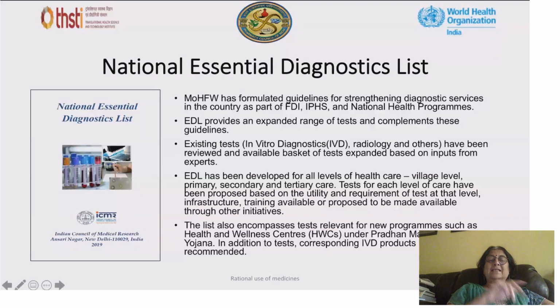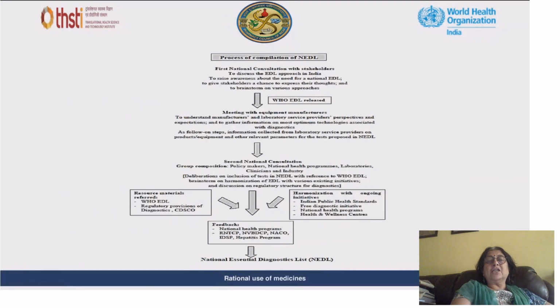Again, just like the essential drug list, you have this for primary, secondary, and tertiary care. The list also encompasses tests relevant for new programs such as health and wellness centers under the Pradhan Mantri Jan Arogya Yojana. The essential diagnostics list is the first ever in the country, and a very holistic pathway was considered for compilation of this list.